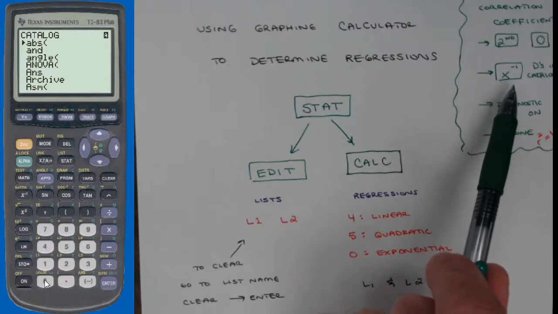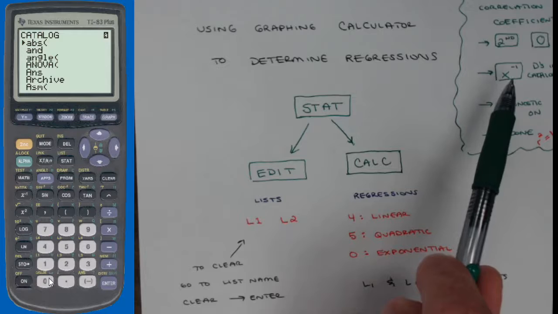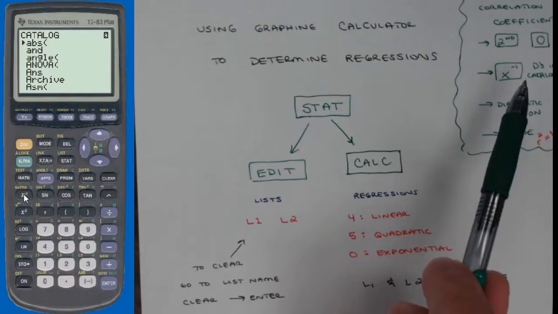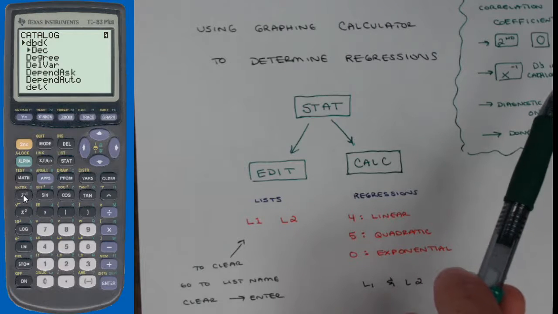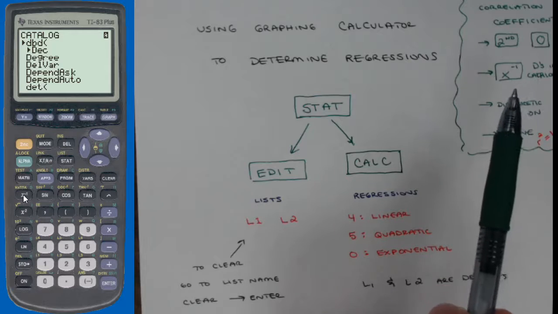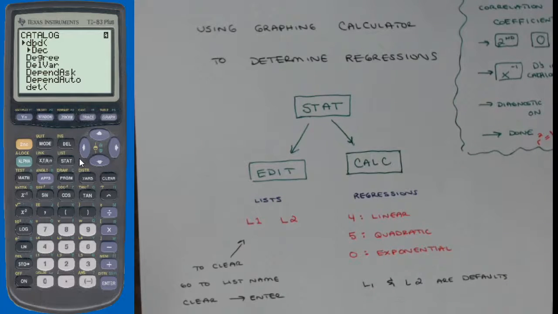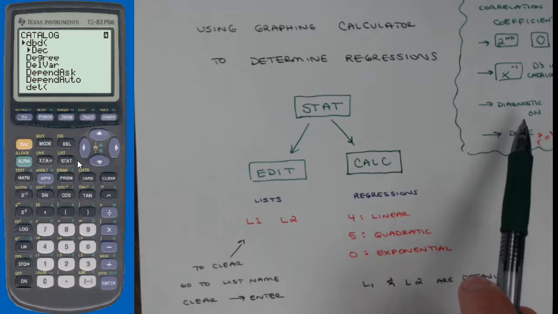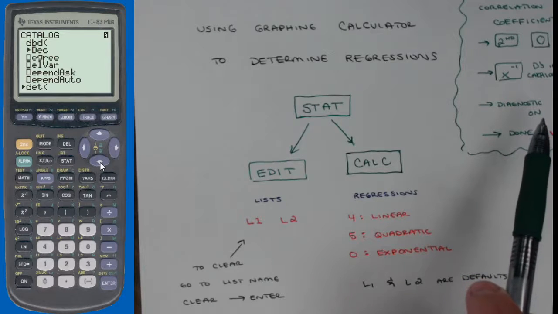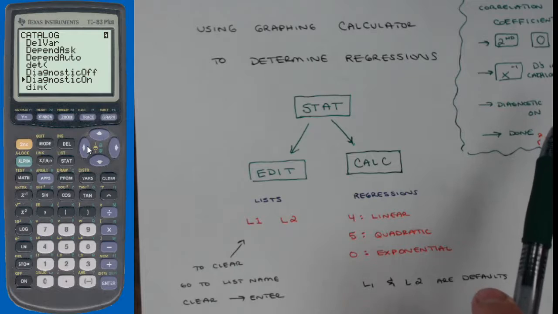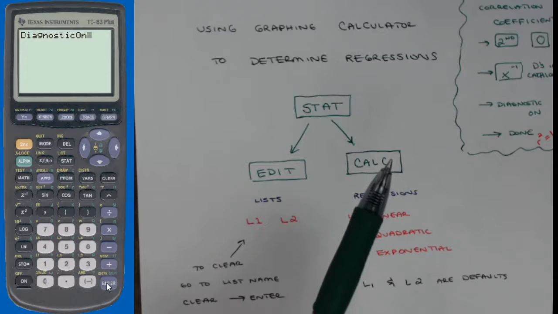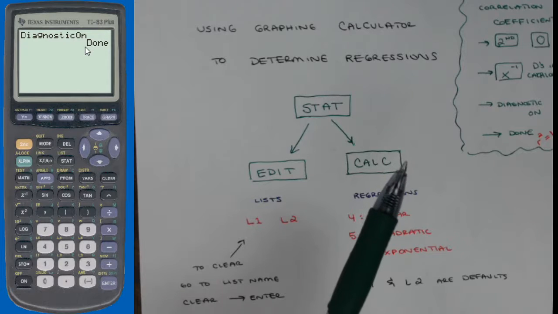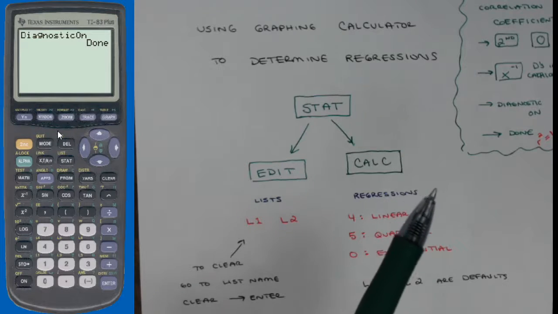Then you're going to hit what's called the reciprocal button. It's not going to do a reciprocal for you. What it's going to do is take you down to the D's in this catalog here. The catalog has every single command your calculator is capable of doing. And you want to go down until you find diagnostic on. So hit the down arrow until you find diagnostic on. Oh, there it is, I passed it by. So once you get there, hit enter once to select it, enter again to run it. Now that it says done, your correlation coefficient is on.